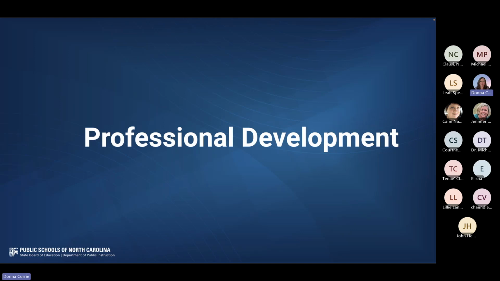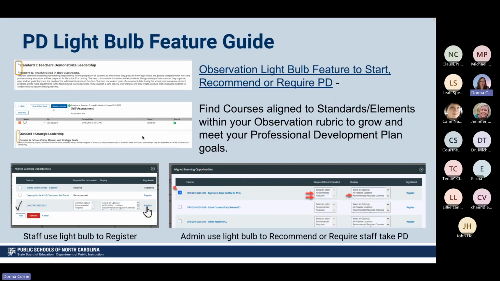Once you are also in NCEES, there are professional development opportunities. When you are observing someone, you will notice that you do have that little light bulb, and it's kind of small here. It's kind of small when you're in the program as well, but beside each standard, you do have that light bulb. So if you are observing and you would like to recommend a learning opportunity for your teachers, you can click on that light bulb.